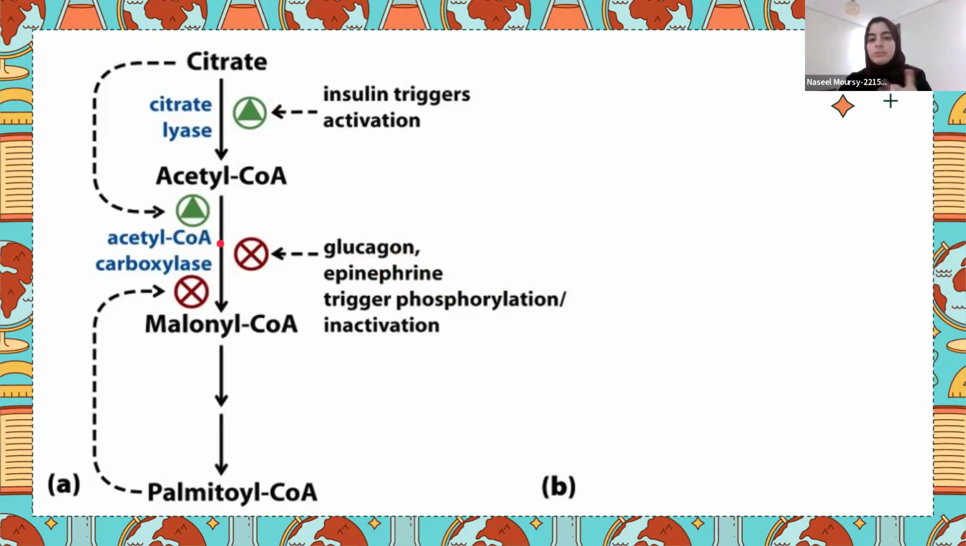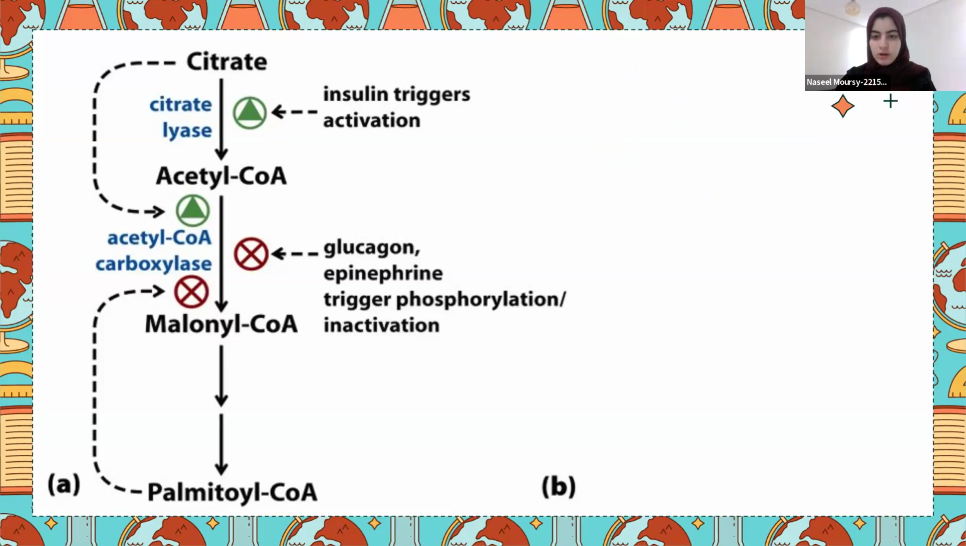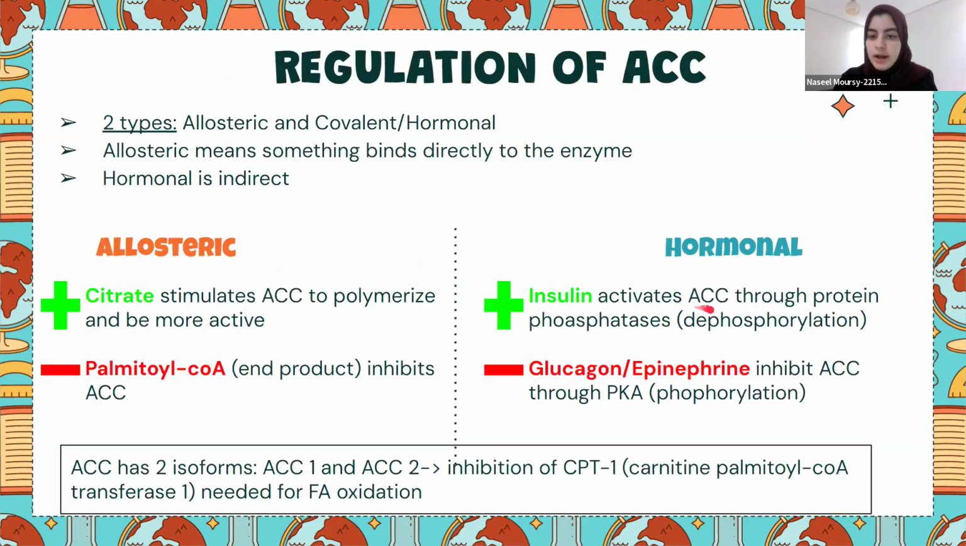Now let's talk about the dimers and polymerization. First of all, the dimers, okay, here, they are in the inactivated state, okay? Meaning that they have a lot of phosphate molecules on them. Okay, so it is phosphorylated. Now let's take insulin, for example. Insulin wants to activate ACC. Okay, so it dephosphorylates it. How does it dephosphorylate it? By protein phosphatases. Look, it's written here. It activates ACC through protein phosphatases.